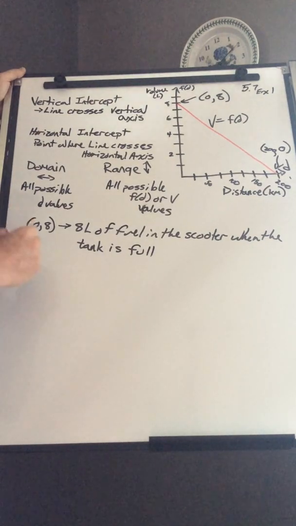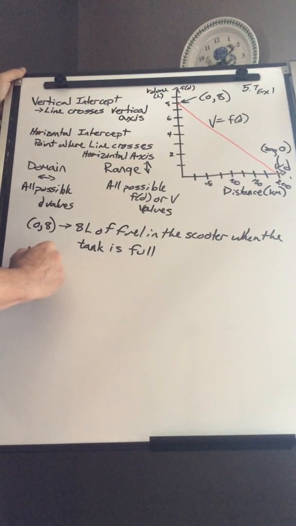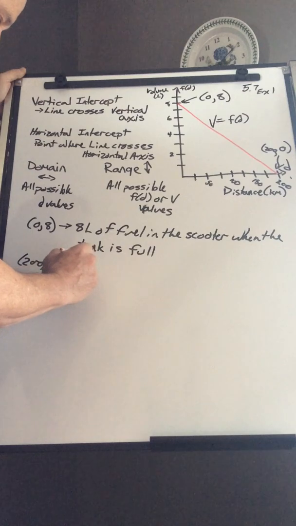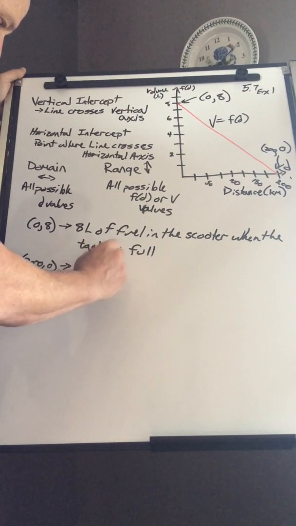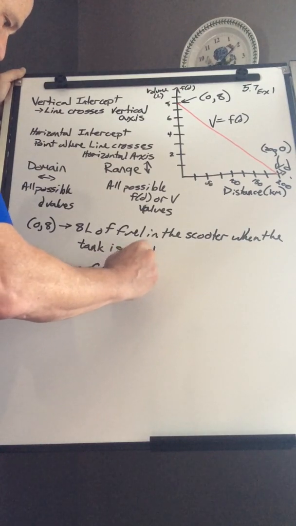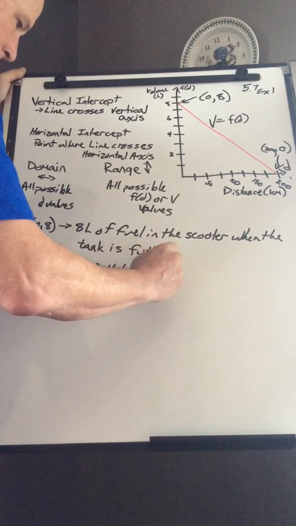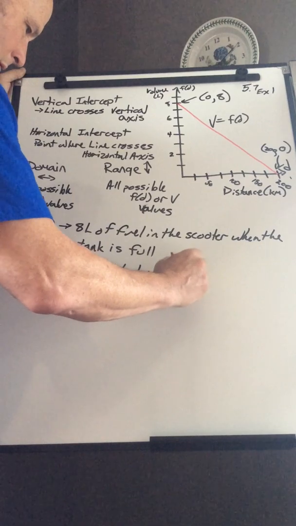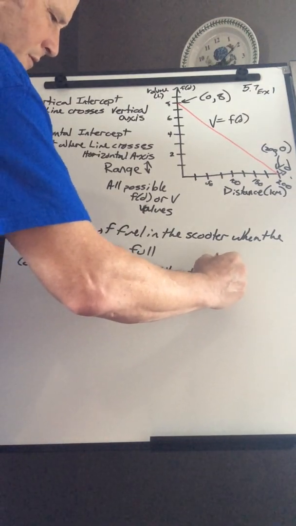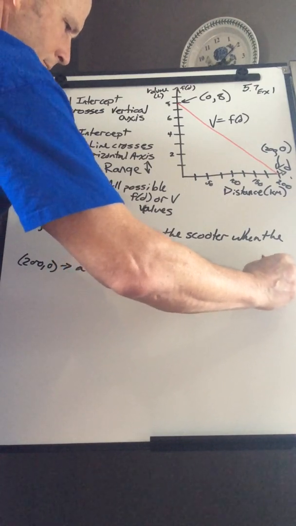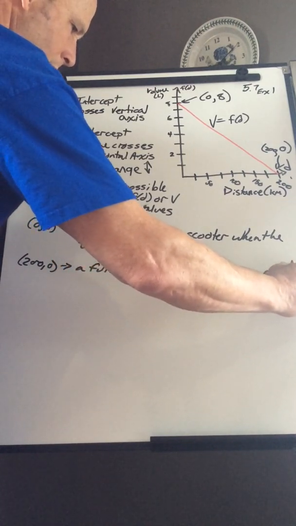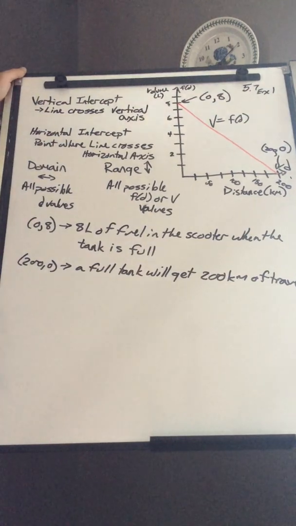On the other side of that, the 200 and 0 means that a full tank of gas will get 200 kilometers of travel. Okay.